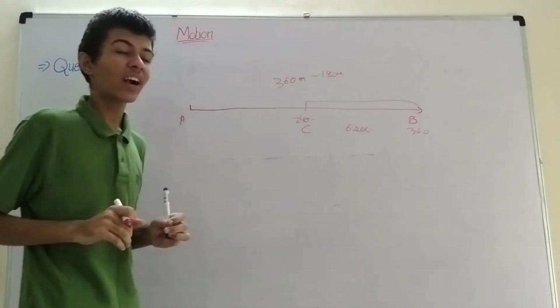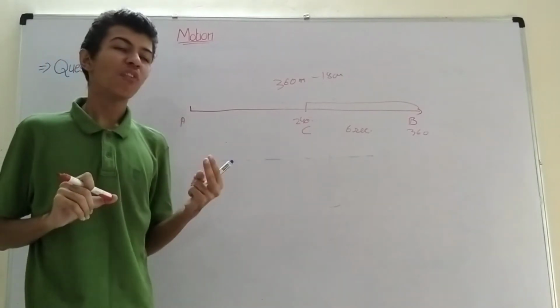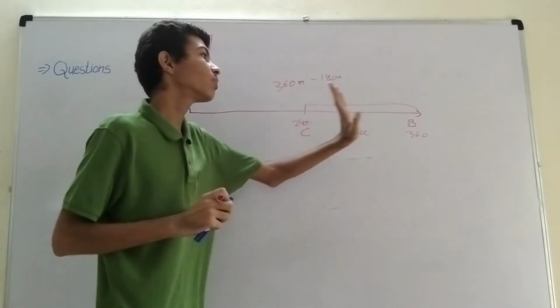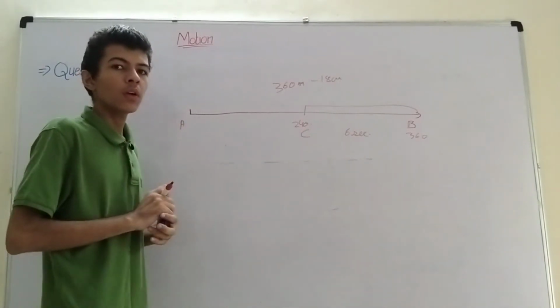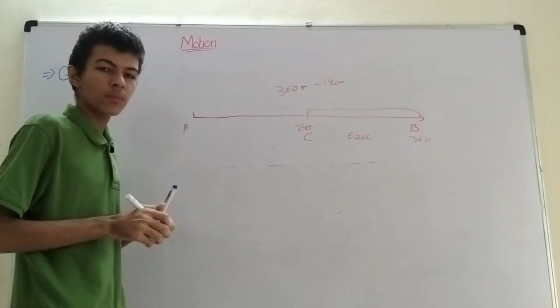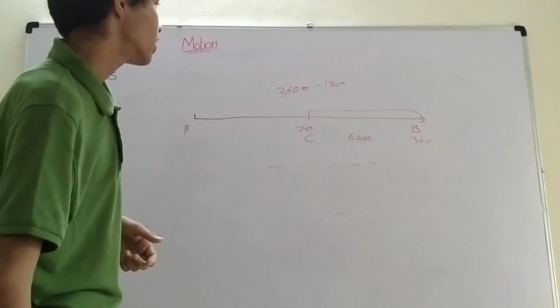So now we have to find out the average speed and velocity from A to B, and the average speed and velocity from B to C. So pause this video and give it a shot. So let's move to its solution.